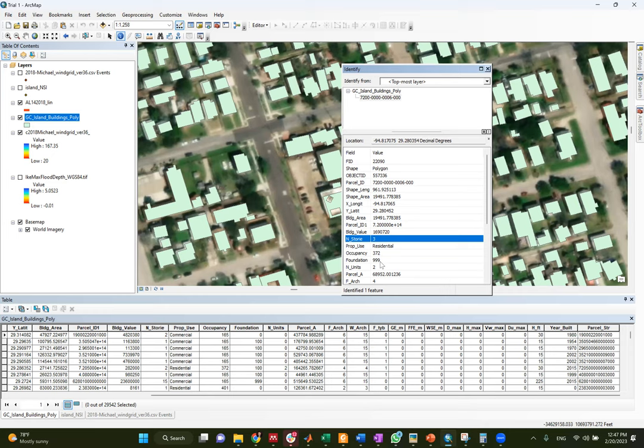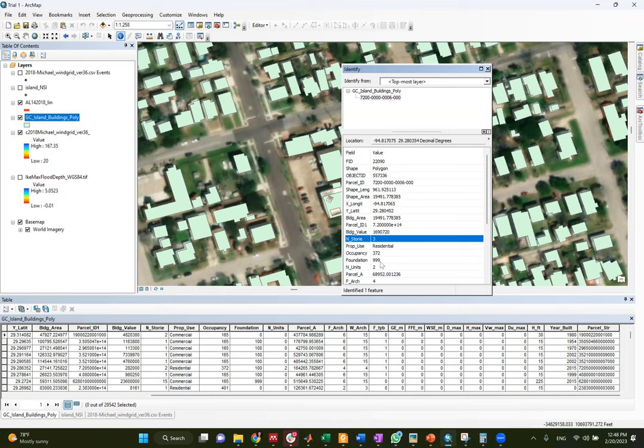And this is the data that I have. For example, here, what is the number of stories? What is the occupancy? Is it commercial? I have the number of units, which I don't care about. I have the foundation type. You have a bunch of information that you can use.